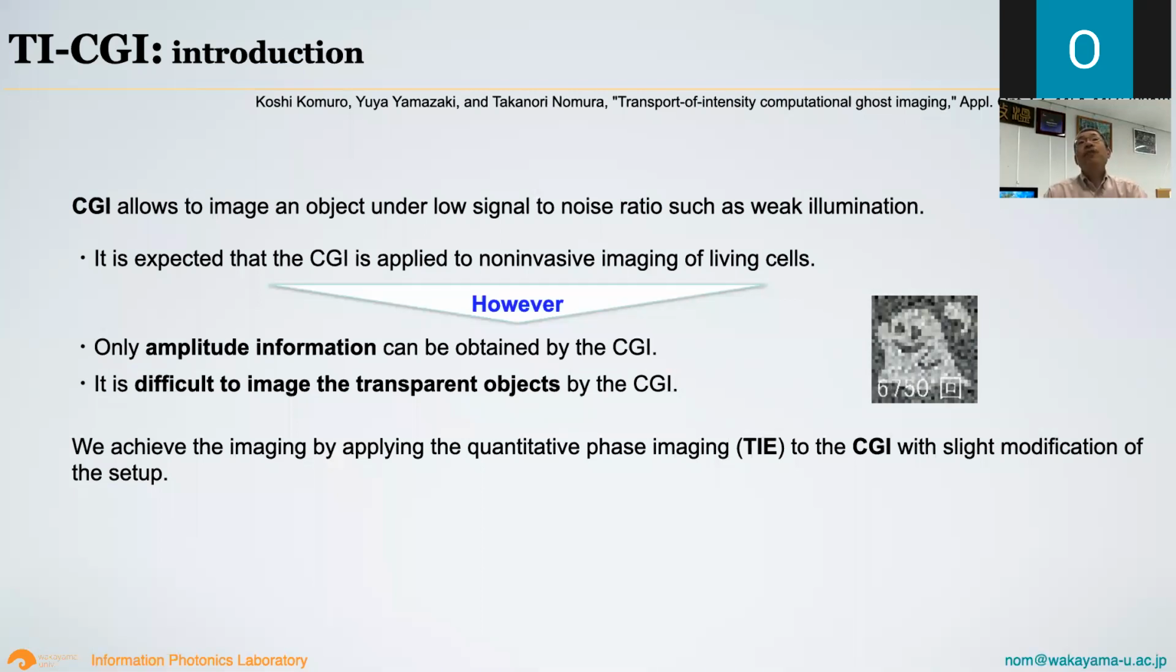We achieve the imaging by applying the TIE, the transport of intensity equation, to the CGI. I made a mistake. Quantitative phase imaging using TIE with CGI, with a slight modulation of the optical setup.